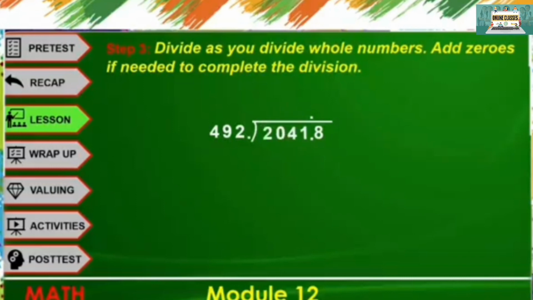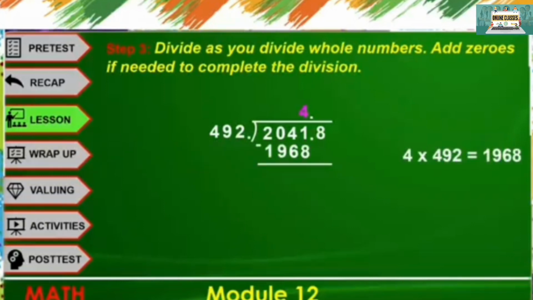So 2041 divided by 492 is 4.5. 4 times 492 is 1968. Proceed to subtraction. 2041 minus 1968 is equal to 73.